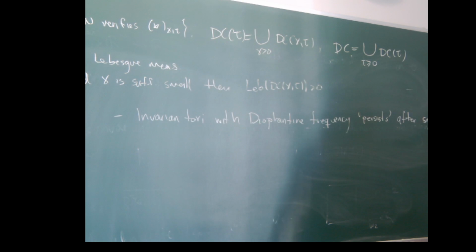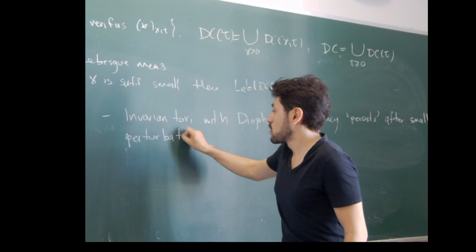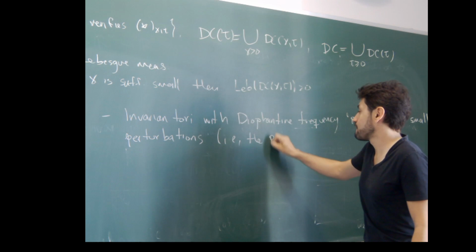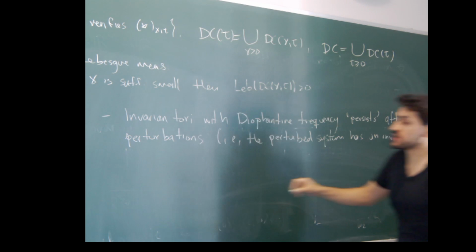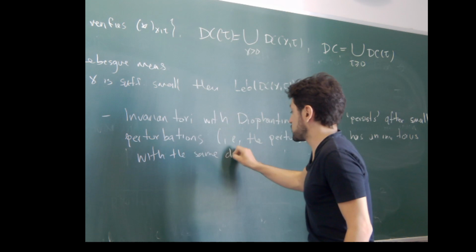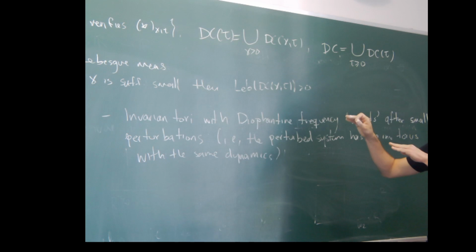So, what do I mean by persist? It means that the perturbed system has an invariant torus with the same dynamics, basically. So, dynamics that is conjugated to this continuous rotation I was describing before. So, this is informally what it says. How conjugated? It will be analytically conjugated.